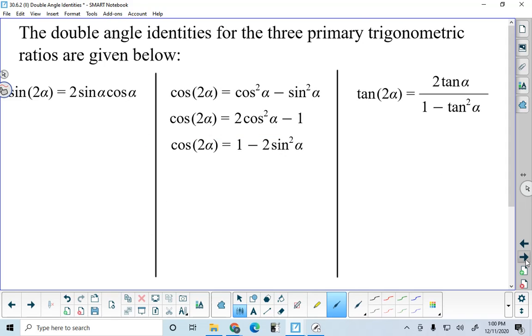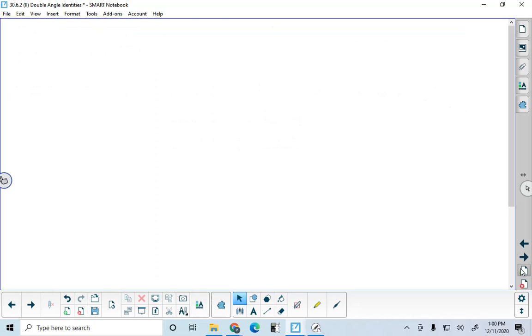For sine of 2 times an angle, it happens to be equal to 2 times sine of the angle times cosine of the angle. For cosine of 2 times the angle, there are actually 3. And I want to just explain briefly why there are 3.